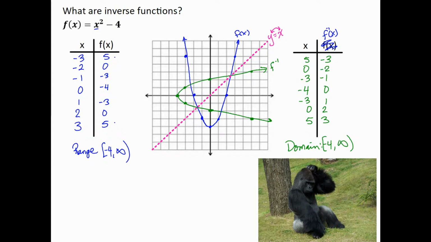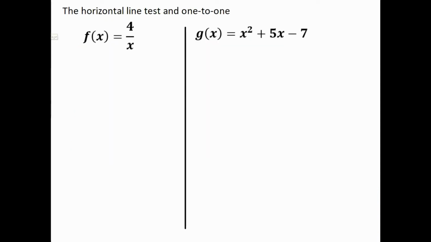We're going to come back. So this is everything about inverse functions. You've seen it in a table. You've seen it in a graph now. And now we're going to go on to our next slide, where we talk about the horizontal line test and one-to-one. So for the horizontal line test and one-to-one, I want to graph these two functions first.